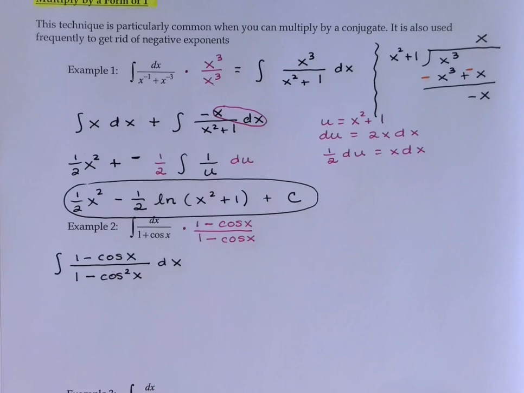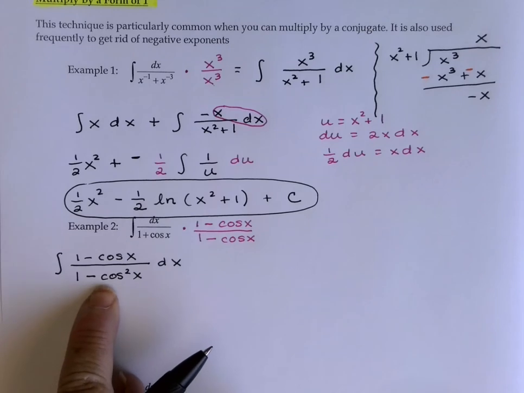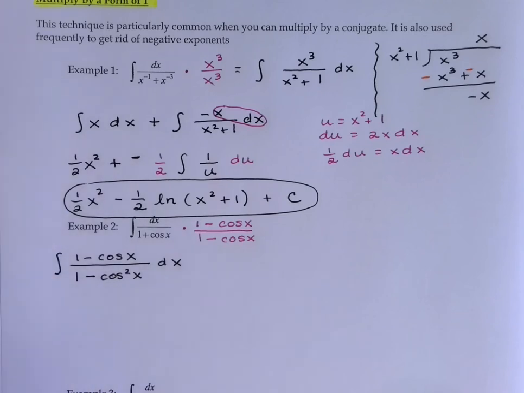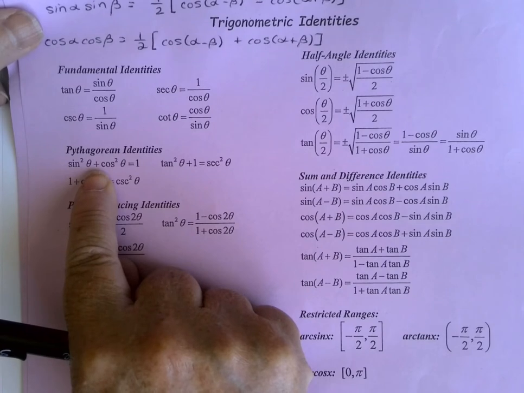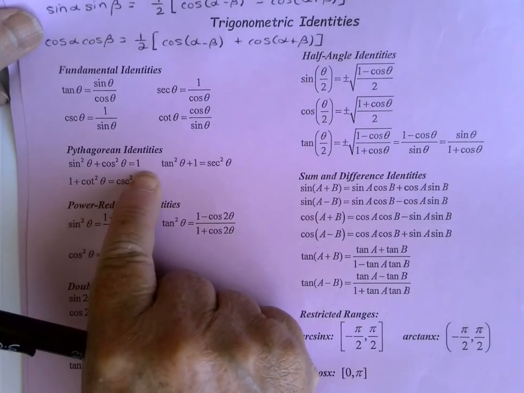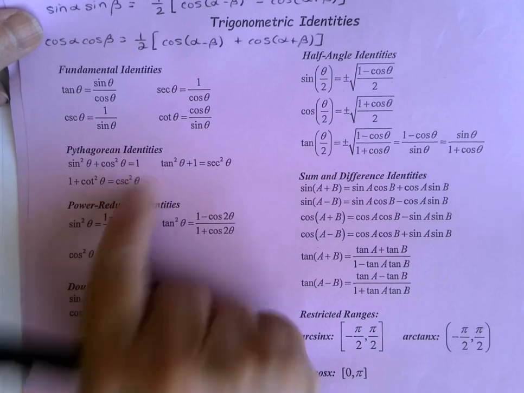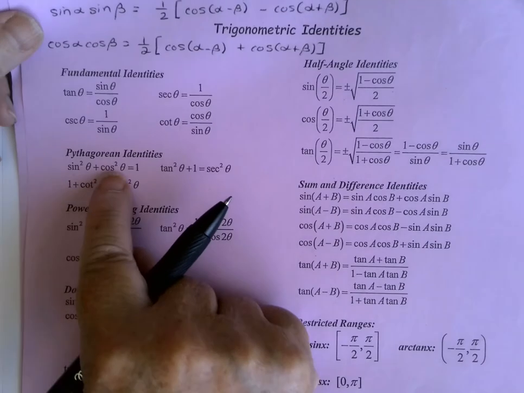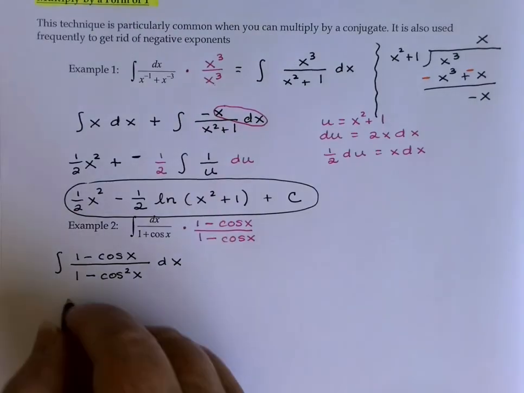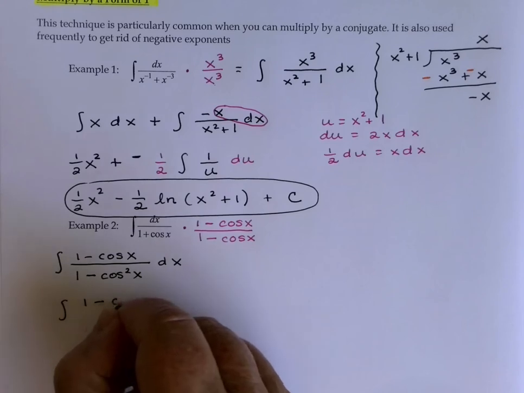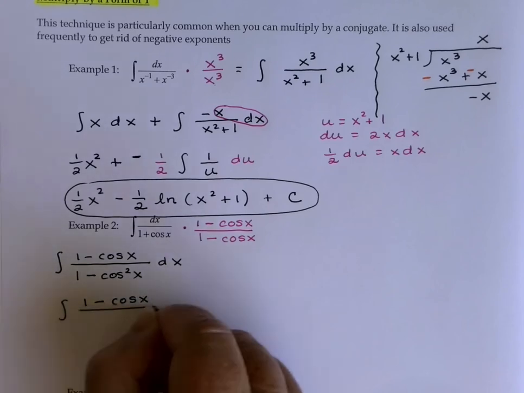Instead, I'm looking at that thinking, that looks like a maybe trig identity situation. 1 minus cos squared x. That's just a version of this, isn't it? If I move the cos squared to the other side, 1 minus cos squared is sine squared. So I'm going to use the trig identity just to replace that denominator with sine squared x.